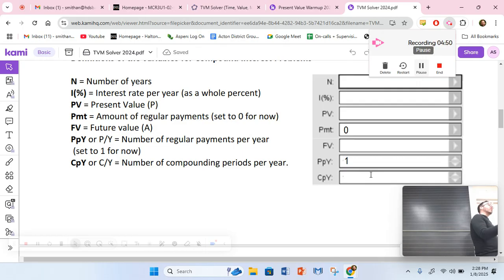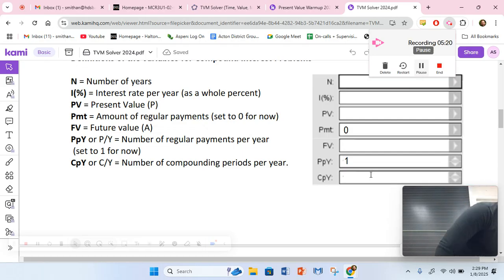CPY is where you handle whether it's yearly, monthly, weekly, or whatever. So if it's a monthly problem, what do you think you'll put in for compounding periods per year, CPY? If it's a monthly problem, you put in 12. If it's a weekly problem, you put in 52. So the idea is you put in all the things you know, and then you scroll to the thing you don't know, and you press enter, and it solves it for you. It's really great. So we'll be able to do these compound interest problems really quickly and efficiently.